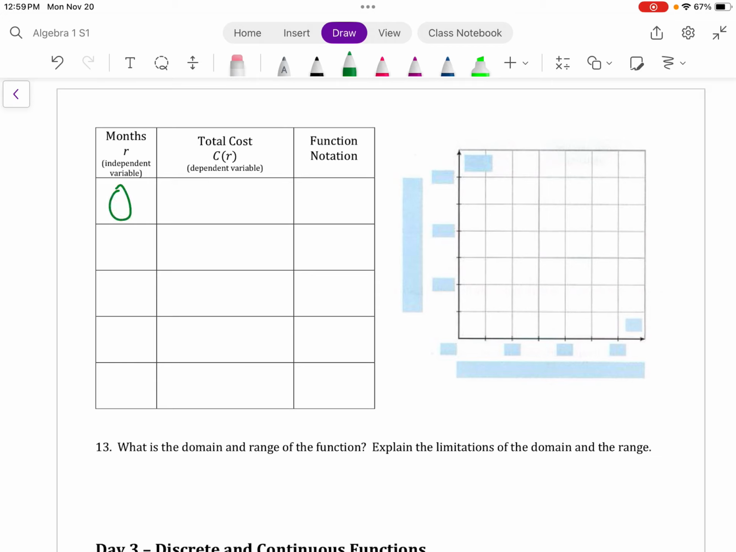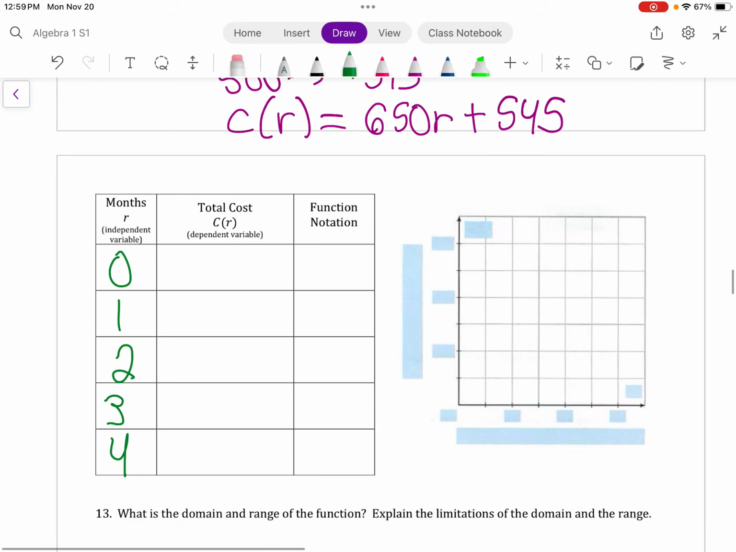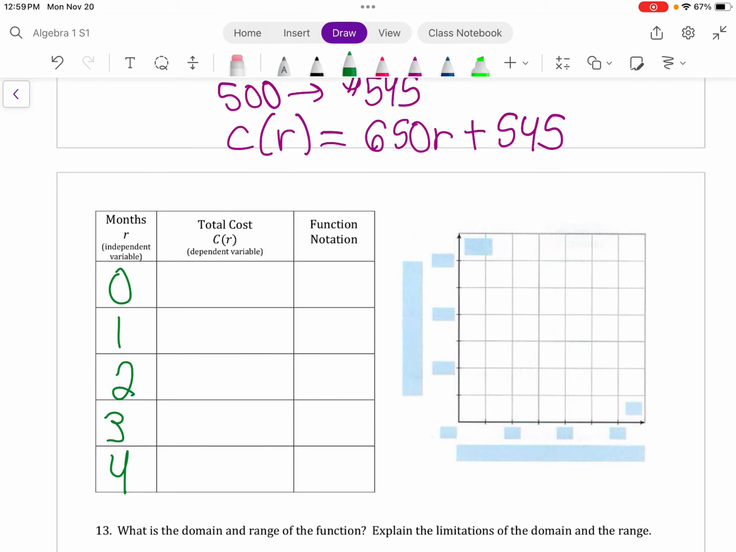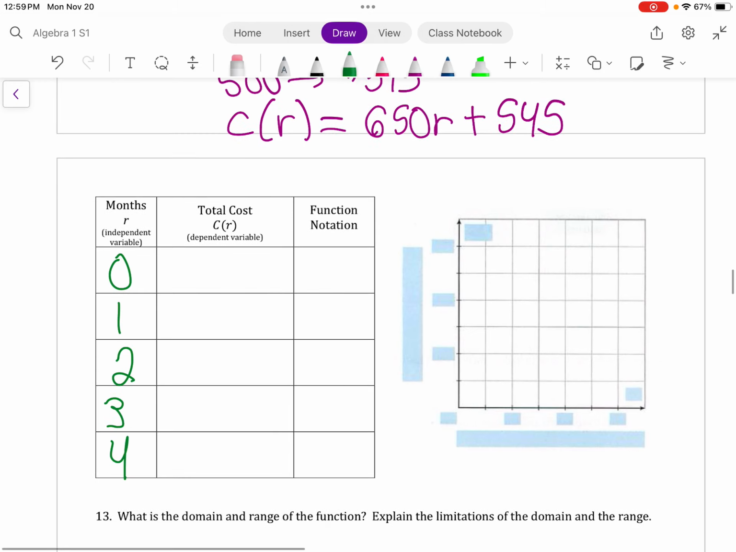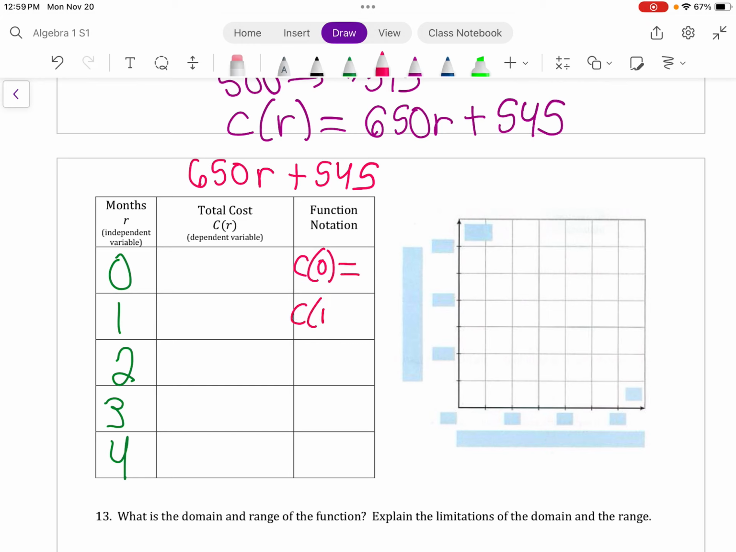So 0. So I can't start with negative months. So first month, second month, third month, and fourth month. Okay? So how do we figure this out? So I'm going to be plugging it in. Is it with the doggy or not the doggy? I think it's with the dog. So we're going to do 650 times R plus 545. So if I'm going to be plugging it in, so timesing it by 0, what will I get? Timesing it by 1, 2, 3, and 4.